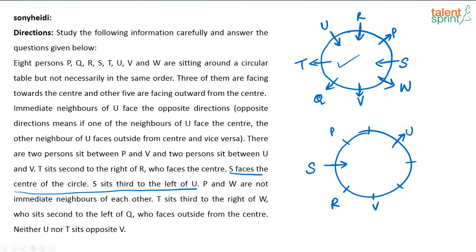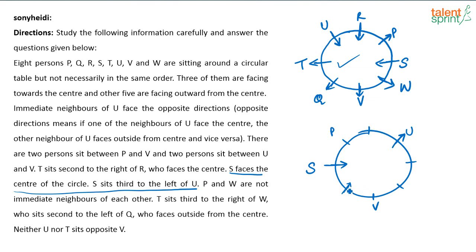This can be R. T sits second to the right of R. So if R is facing center, this can be T, right? This is one possibility. So this is R, then this is T. T sits second to the right of R, who faces the center. Then it is given T sits third to the right of W. So if this is T, which one should be W? 1, 2, 3. This has to be W. But we know that P and W cannot be neighbours. So this case is not possible. So R cannot come here for sure, because P and W can't be neighbours.